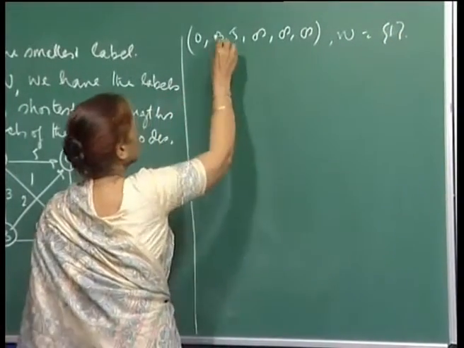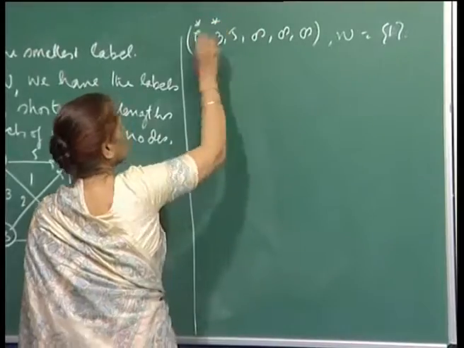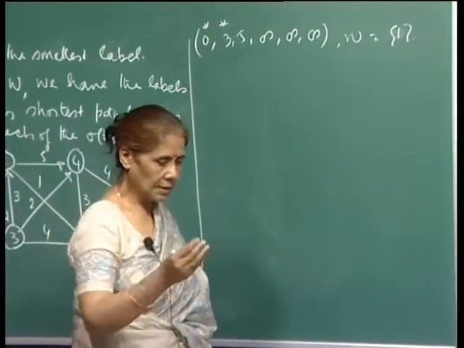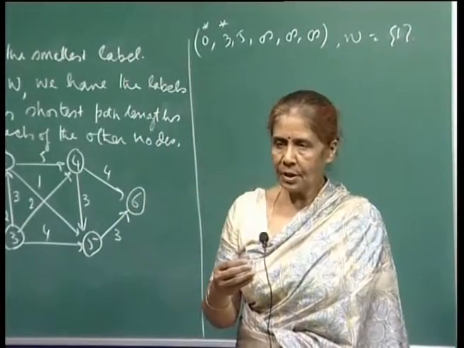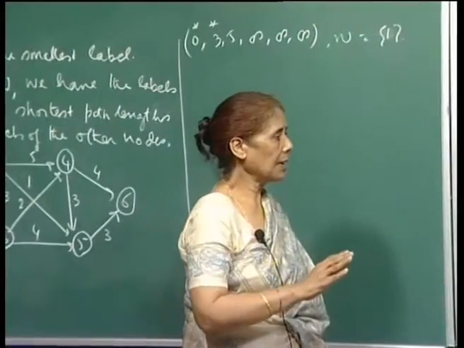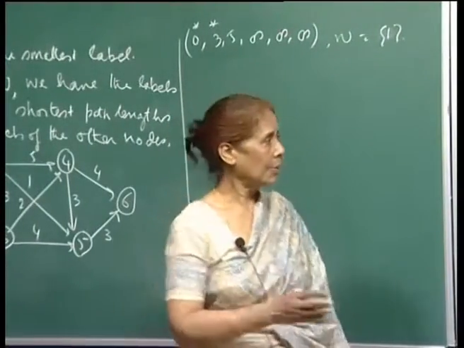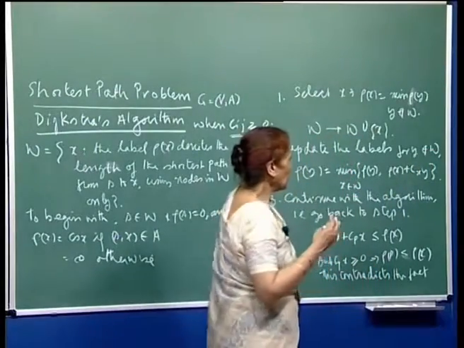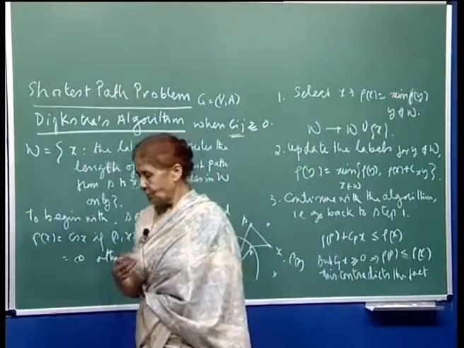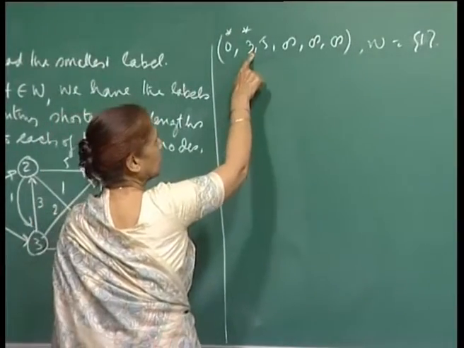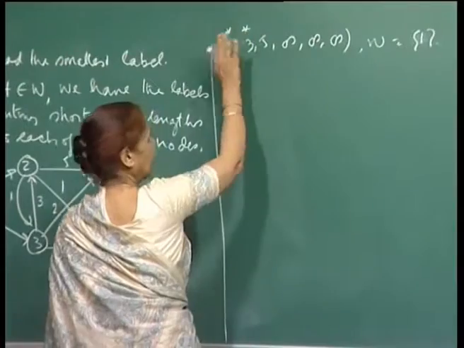Now I'll indicate by a star the nodes which get admitted to the set W. These are called permanently labeled, because their shortest path length, or label, will not change. Remember, we only update the labels for Y not in W. The nodes which are already in W, their labels do not change. So now I'll choose this one. I should have put the star later on.